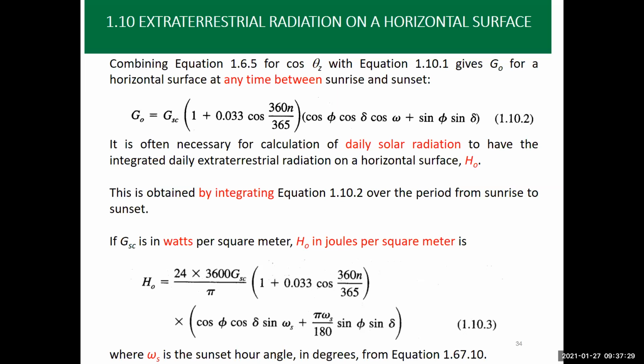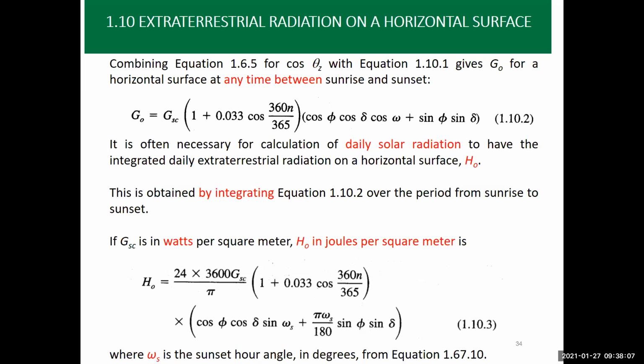So it is often necessary to calculate the solar radiation on a daily basis or even a monthly basis. The daily basis is integration of the instantaneous radiation over the day. Monthly basis is integration over the month. You can do it even for an hour or a couple of hours by integrating it for a period of time. So the equation that we have here, equation 110.2, which is the first equation in the slide, needs to be integrated over the day.